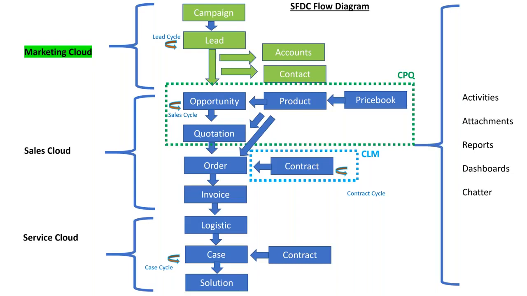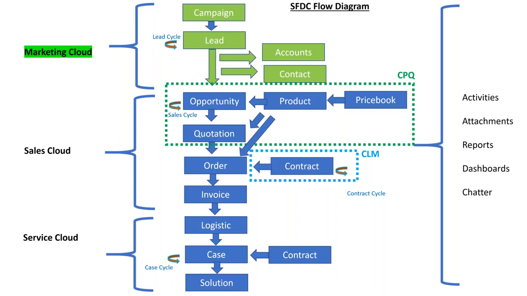Sales Cloud in Salesforce consists of number one, opportunity. Number two, product. Number three, price book. Number four, quotation. Number five, order. Number six, contract. Number seven, invoice. Total 7 elements are there in Salesforce.